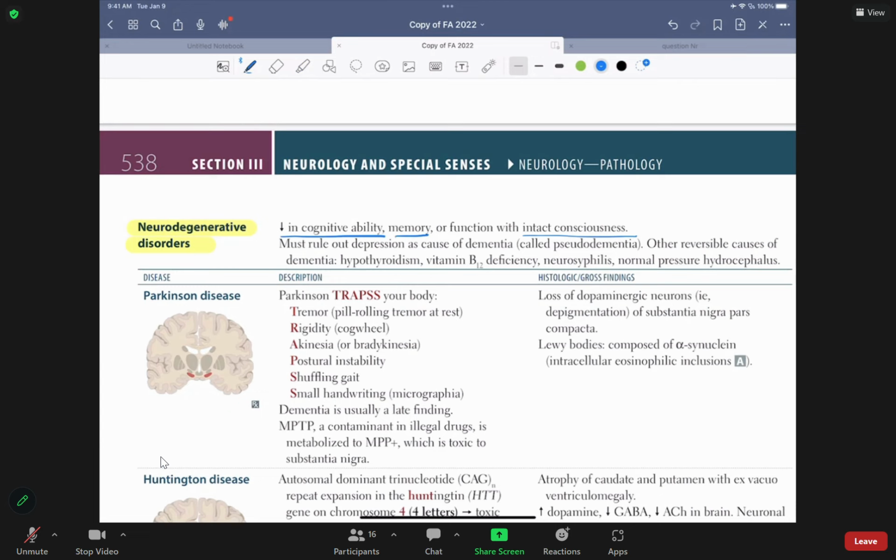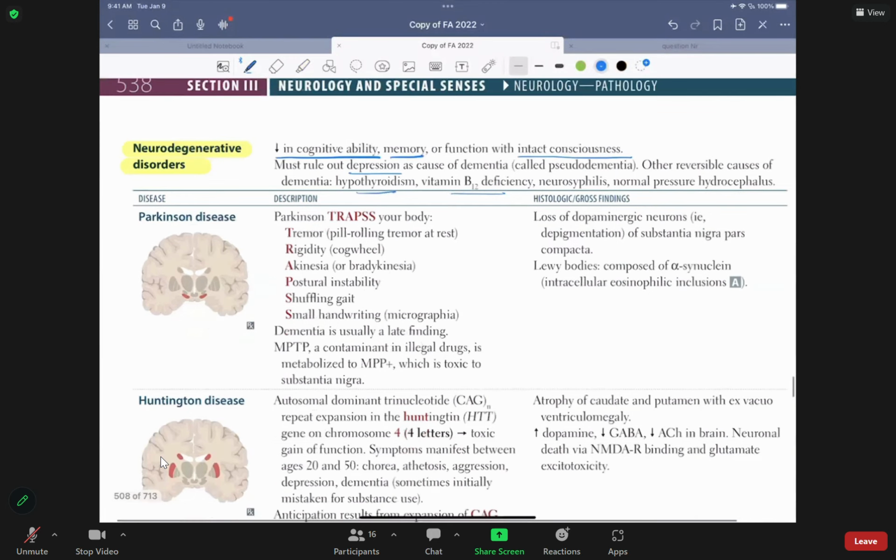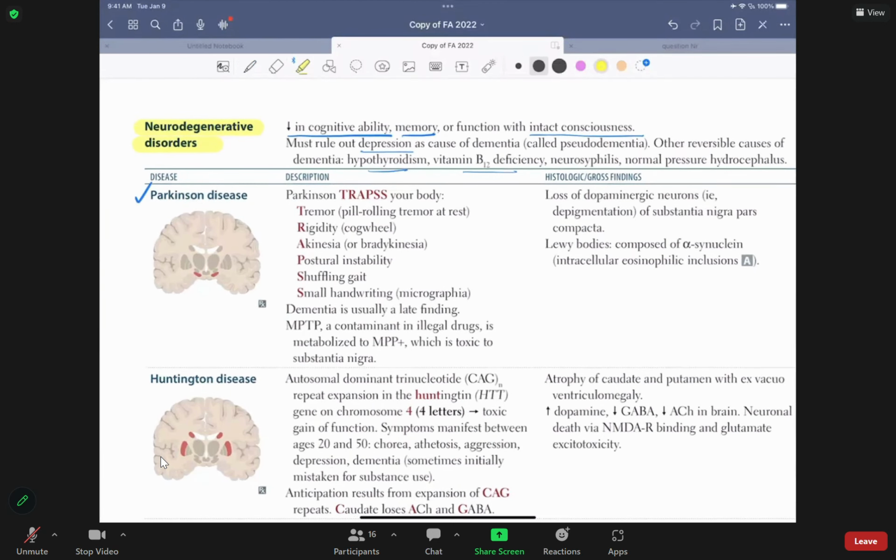We should always rule out depression, because depression can sometimes cause dementia in people, folks, okay? And then rule out hypothyroidism, vitamin B deficiency, all those things. Let's start with the first disease, Parkinson's disease, folks.